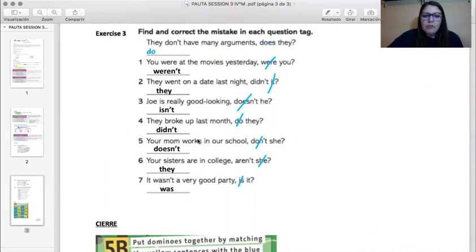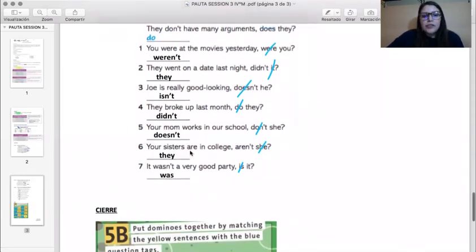Number 5, your mom works in her school, doesn't she? I have works in the third person. I have to add s at the end, por lo tanto está en presente, ¿cierto? Agrego la s si utilizo la tercera persona, en este caso es she. Por lo tanto utilizo negativo doesn't. Number 6, your sisters are in college, aren't they? Your sisters is more than one, es plural. And number 7, it wasn't a very good party, was it? Tengo el negativo de wasn't, utilizo el positivo que es was.